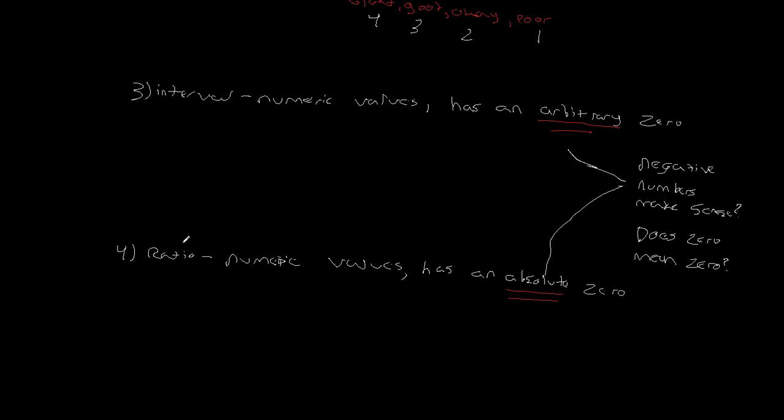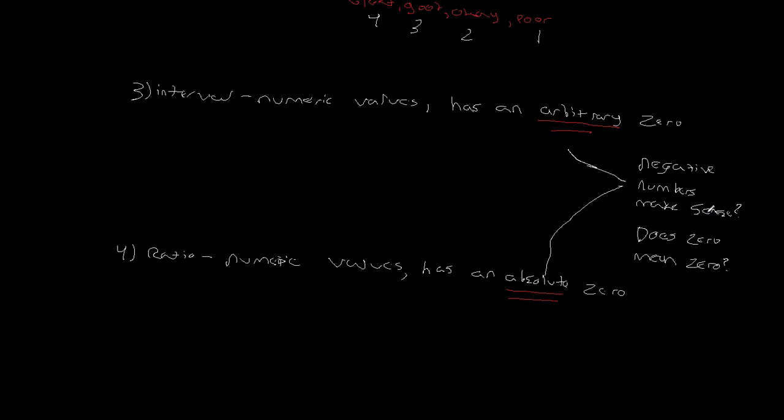I think the best way to tackle this is going to be through examples. So I want to go through 4 examples, and think through what these questions mean and try to separate them out as examples of interval or as examples of ratio. So let's start off with temperature, specifically temperature measured in degrees Fahrenheit and degrees Celsius. Let's tackle the first question. Do negative numbers make sense?